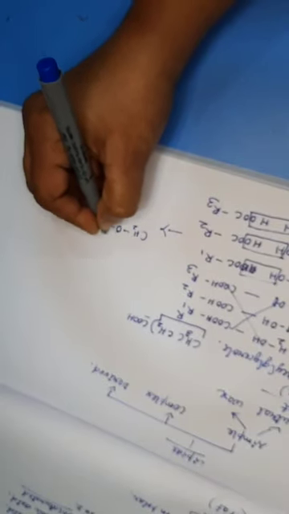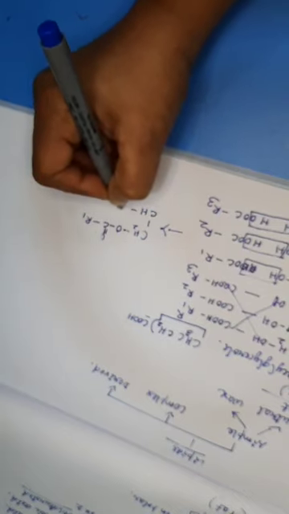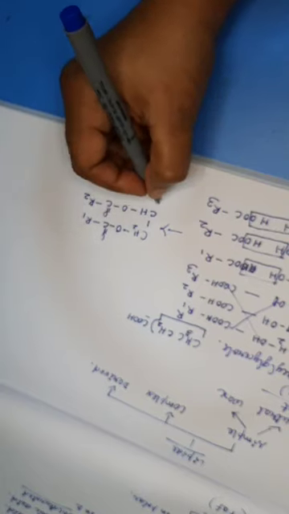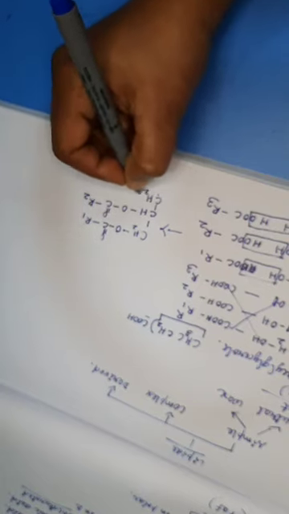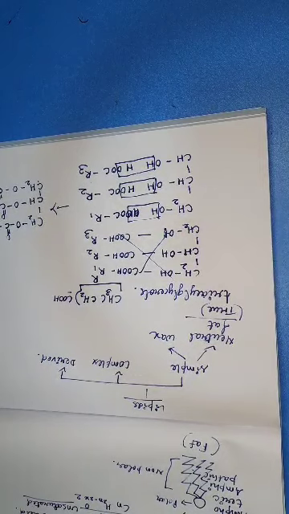CH2O, C double bond O, R1, then CHO, C double bond O, R2, then CH2O, C double bond O, R3. So this is your triacylglycerol. I hope you remember. Already I have taught you this.